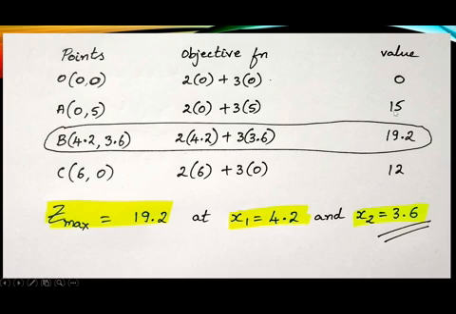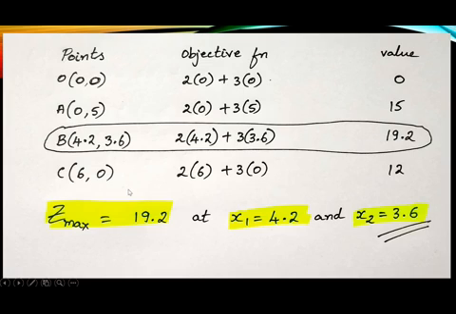Next, coming to the point B. 4.2 is x1. 3.6 is x2. So 2 into 4.2 plus 3 into 3.6. Fine. So you get 2 into 4.2, which will be 8.4, and 3.6 into 3 will be 10.8. So 10.8 plus 8.4 will give you 19.2. Fine. The value will be 19.2.